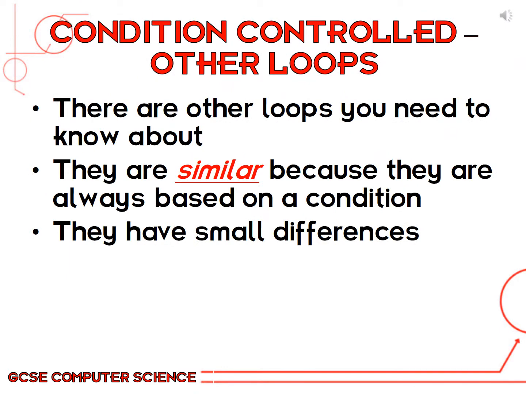So the other category of loops, the condition controlled, there's 3 different types that you need to know. These are all pretty similar to each other because they're always based on some sort of condition. However, they do have some small differences.